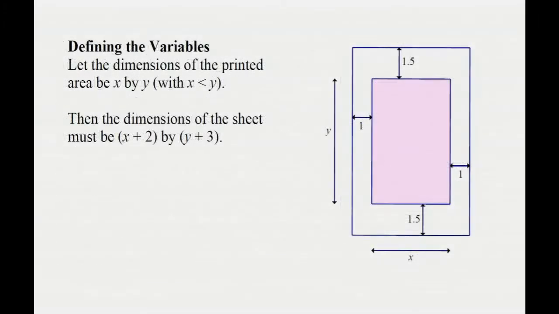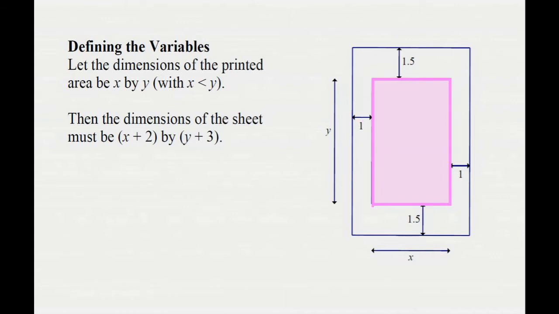First, we have to define our variables, and it will help tremendously if we carefully draw a picture. So in the figure, this is the printed area. Okay, my text will go here. And if you follow the question carefully, there will be a 1.5 unit margin on top, the same in the bottom, and on the left hand side and the right hand side there will be a 1-inch margin.